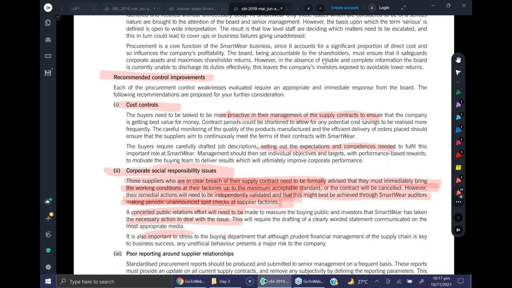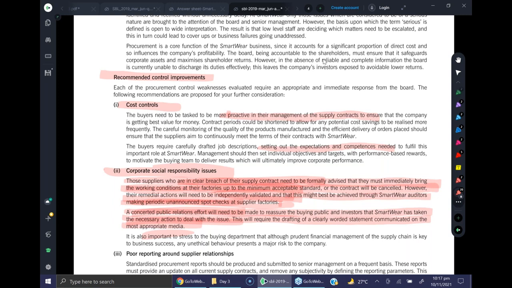And then a concerted public relations effort will need to be made to reassure the buying public and investors that SmartWear has taken the necessary action to deal with the issue. This will require drafting a clear statement communicated on the most appropriate medium. So actually telling the public that we have taken care of it. That's also important to save the reputation which was initially damaged.